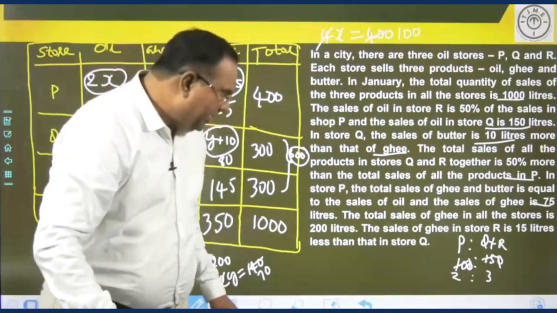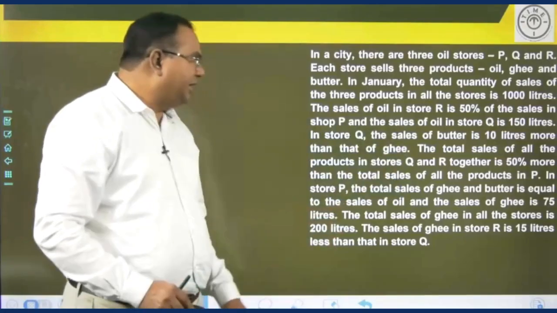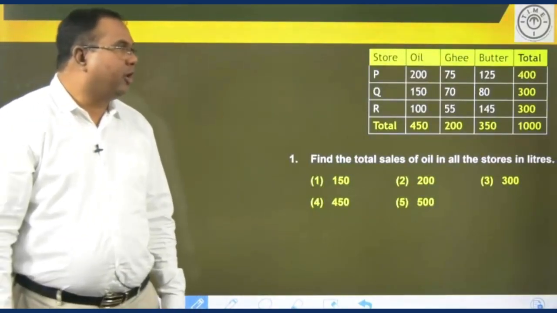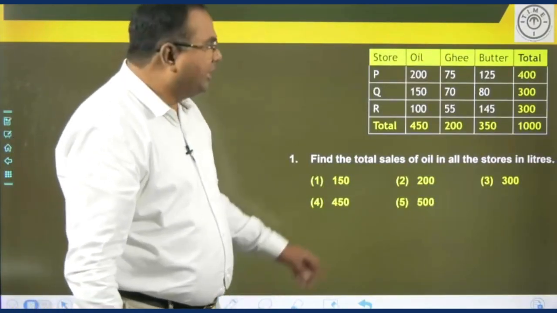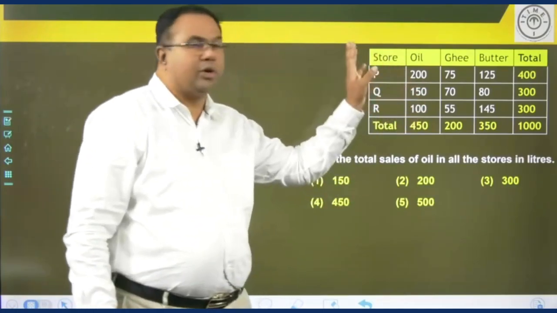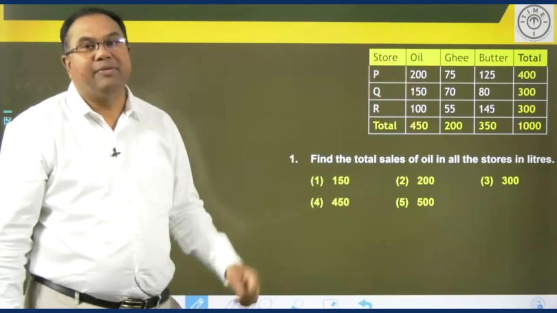So, this is my table. Let's move ahead. I have represented it here in the form of a table. These are the values which you have got for oil, ghee, butter, and total values P, Q and R. So, the total is 1000. This is the table which we have simplified earlier.